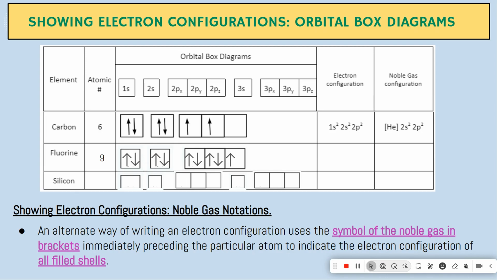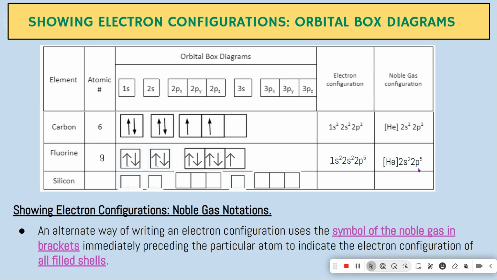The electron configuration then is going to be 1s2, 2s2, 2p5. Okay. Noble gas configuration. Again, we're going to use helium in place of 1s2. And then we just write what comes after helium.